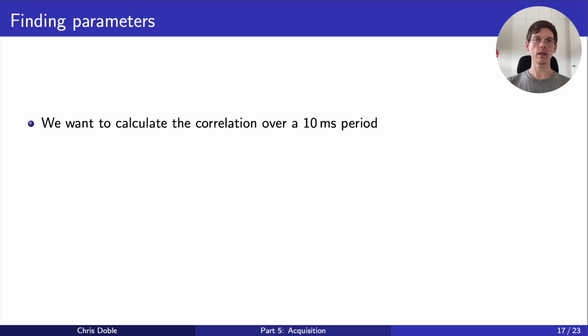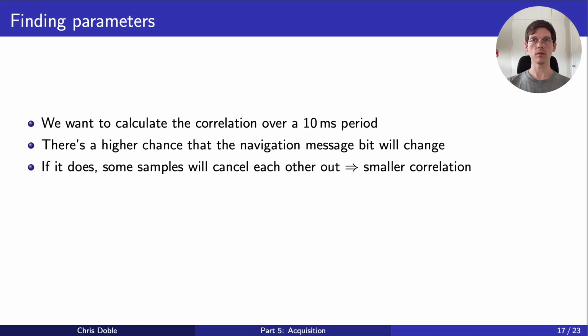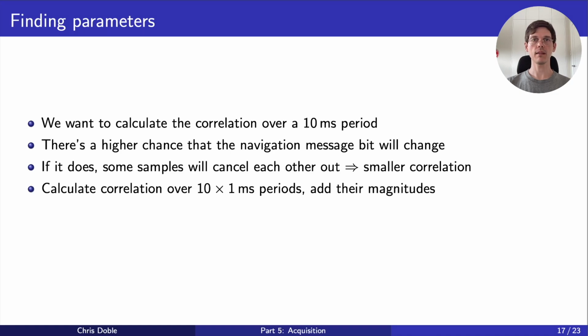We want to calculate the correlation over a longer period of time to strengthen the signals, say 10 milliseconds. However, this increases the chance that the navigation message bit will change during that period. If that happens, some of the samples will cancel each other out, resulting in a smaller correlation. To avoid this, we calculate the correlation over multiple 1 millisecond periods and add their magnitudes. This strengthens the signal as it does with one long period without the risk of samples cancelling each other out. This is called non-coherent integration.